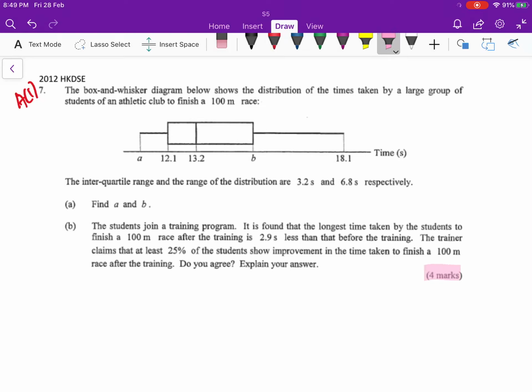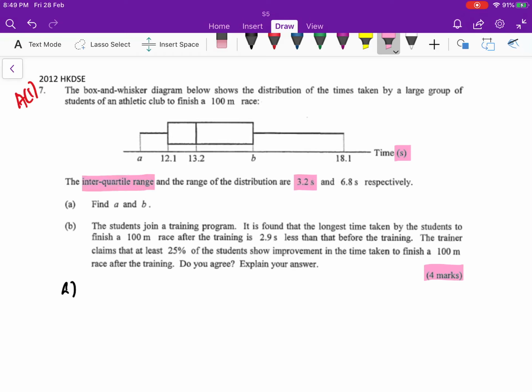In this question, it will be in A1, and the total is 4 marks. So take a look at the question together. The Box-and-Whisker diagram below shows the distribution of the time taken by a large group of students to finish a 100-meter race. So this is talking about the time. Remember the units. Always be aware of these small minor things.